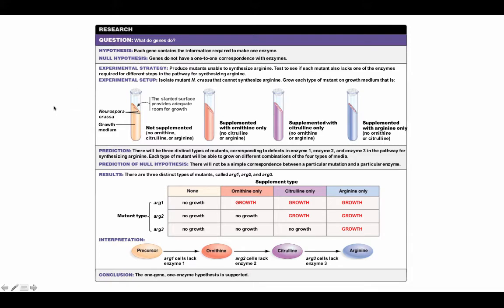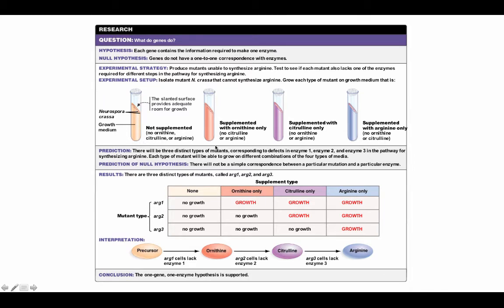So we're going to produce a whole bunch of these mutants by exposing the mold to mutagens. And we're going to grow them on different types of media. So the first medium is going to be not supplemented with anything. So this is going to be minimal growth medium.